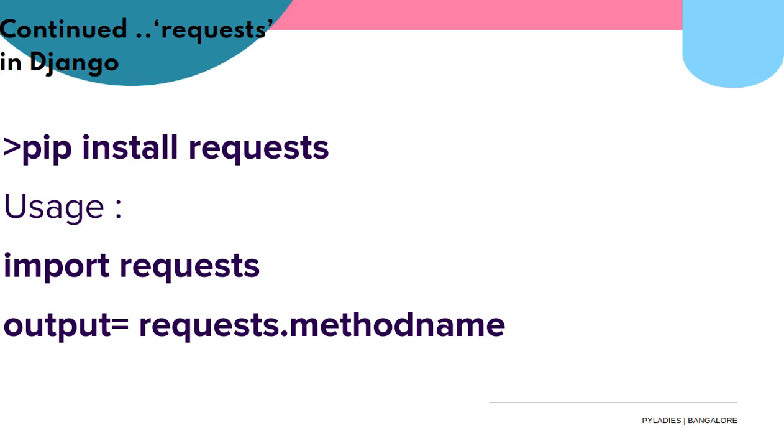You'll have to use the pip command to install requests, and then you just import it, and using that requests you can call any method name. So that is how it is being used.